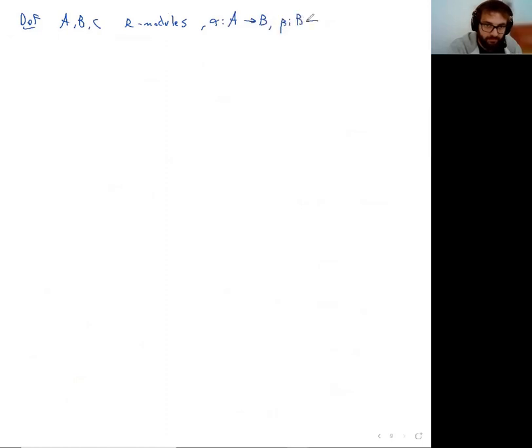So now that we have all these objects, we can also define exact sequences. So we have kernels, we have images. So we want to define exact sequences. So we take A, B, C modules, alpha from A to B, beta from B to C, morphisms, and we say that A, B, no, sorry, beta is exact if the kernel of beta is the image of alpha. Okay, usual.